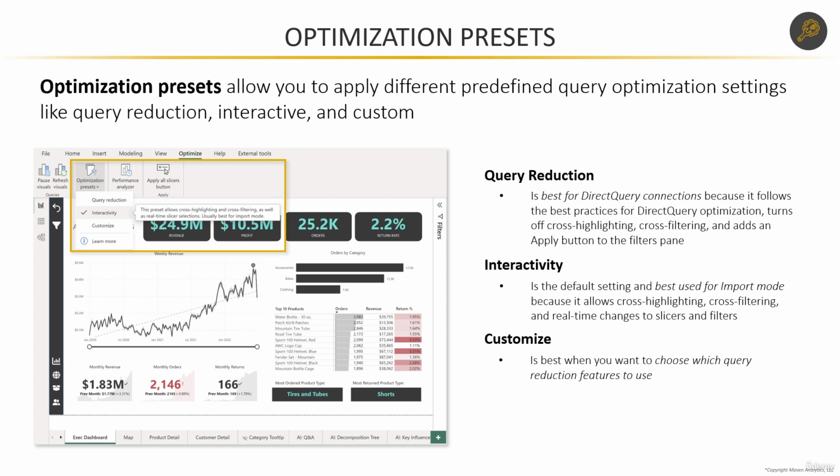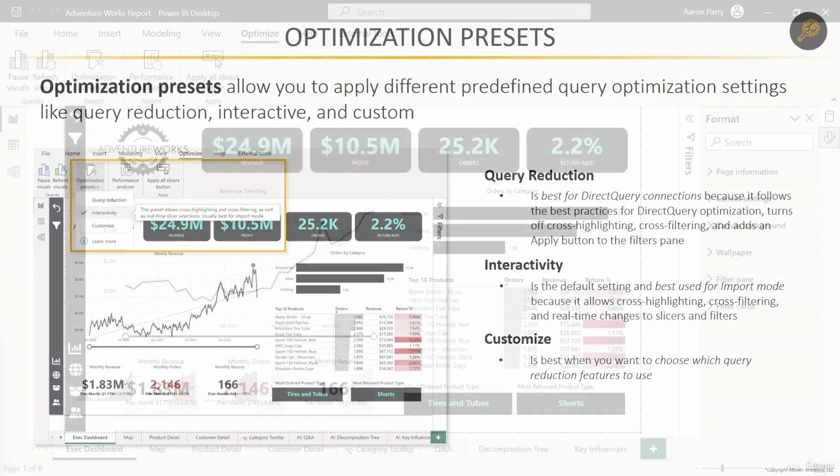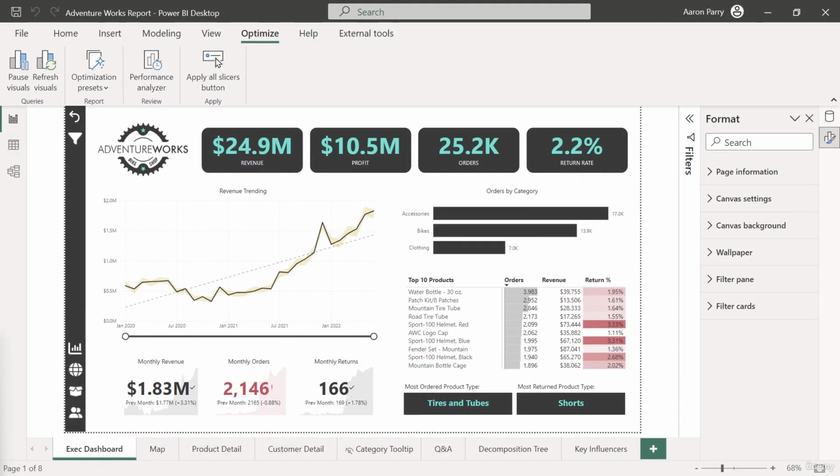And then our last option here allows you to actually customize the exact query reduction settings that you'd like to apply to your report. This option opens up the query reduction options panel from our options and settings menu, which we'll check out now.